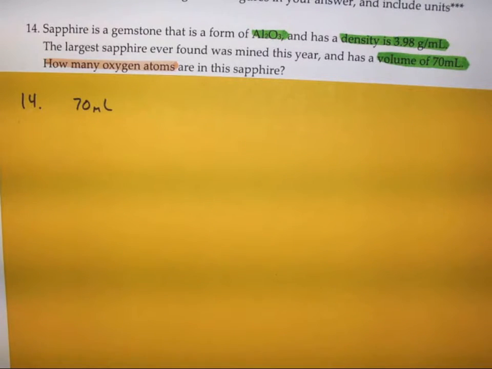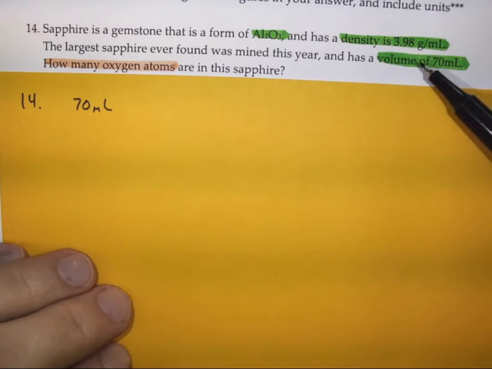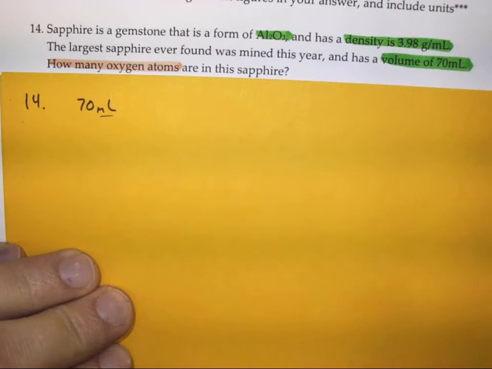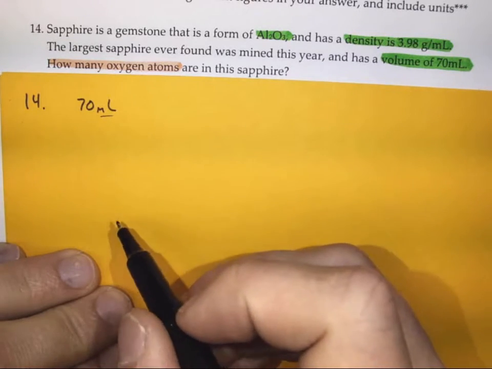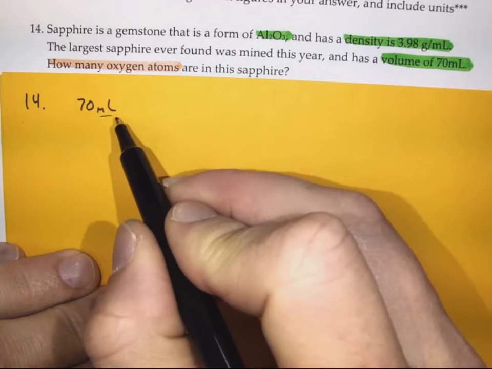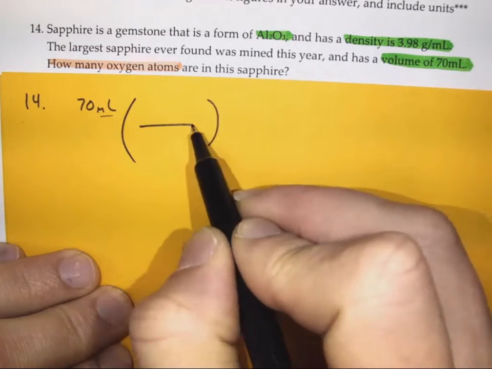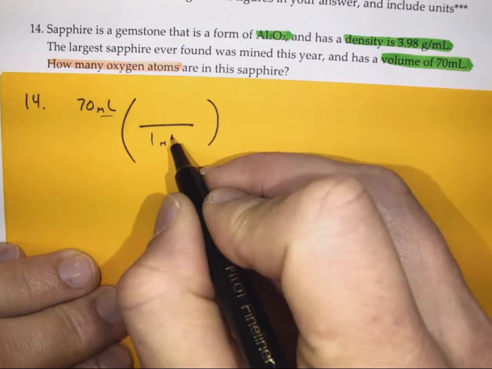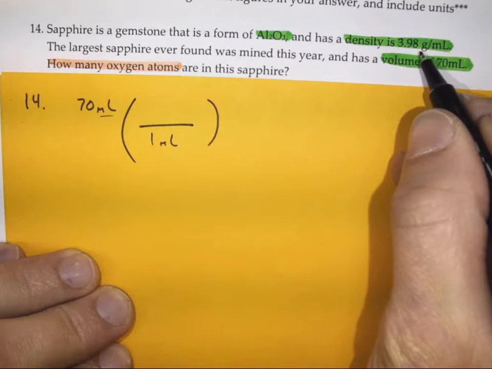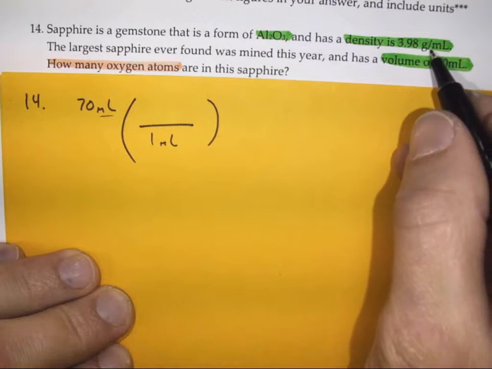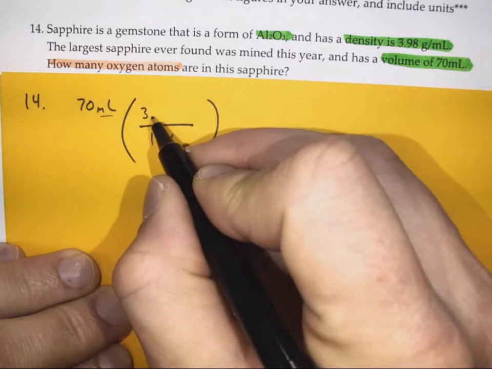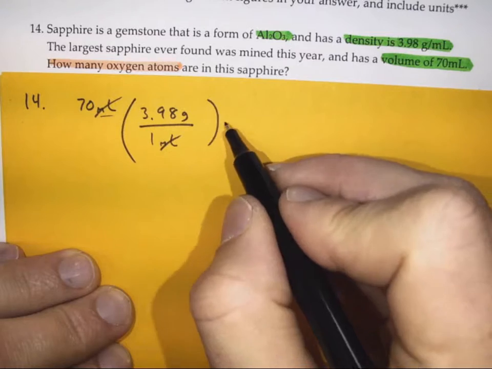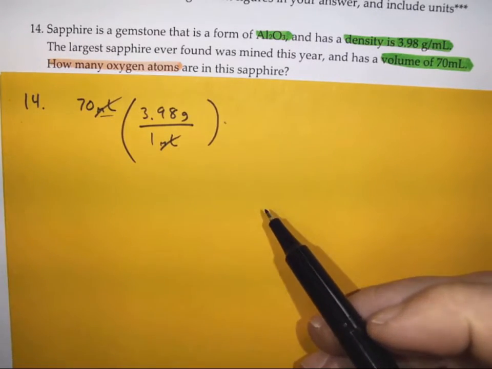Okay. So we're going to use the density to convert our volume into something else. In this case, just grams. And maybe grams will allow us to be a little more flexible. All right, so let's try it. So I want to get rid of my mils. So I'm going to put the mils on the bottom here, and I'm going to put grams on the top. So 3.98 grams. And that cancels out my units of volume. Now I have a mass. I'll be able to find the mass of that sapphire.